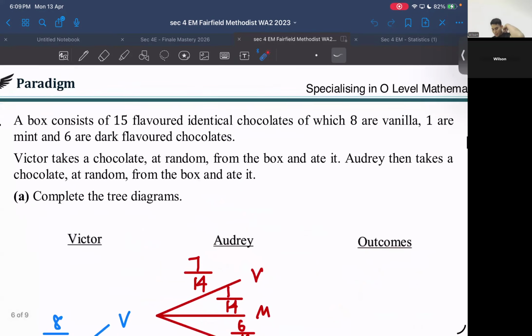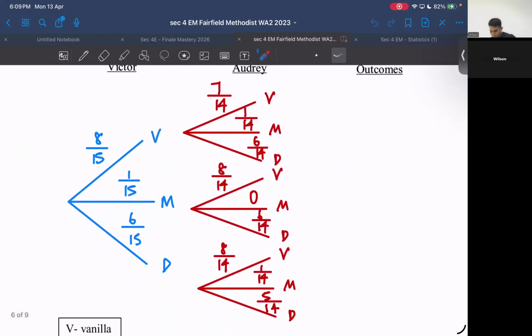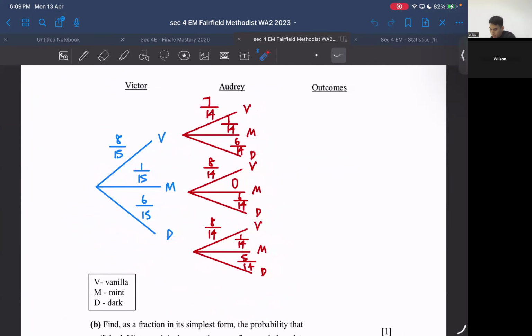It says that a box consists of 15 identically flavored chocolates, 8 of which are vanilla, 1 mint, 6 dark. Victor takes a chocolate at random from the box and eats it. Then Audrey takes a chocolate at random because she's hungry. This is our very standard tree diagram. They give you a legend. If you want to use V, M, and D, please always remember to have a legend. But if you don't want to, you can write it out: vanilla, mint, and dark. Nothing wrong with that.